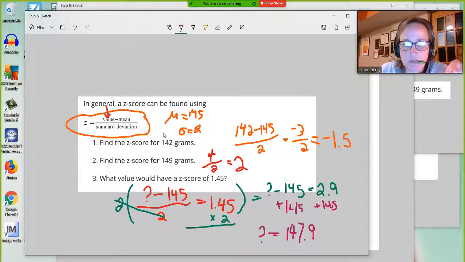Let's keep that in mind. We're going to keep using these numbers of 142 and 149, because remember that's the range that we're given that baseballs can weigh to be used in an official game. Okay, so 142 had a z-score of negative 1.5, 149 had a z-score of 2. Let's look at our next idea.